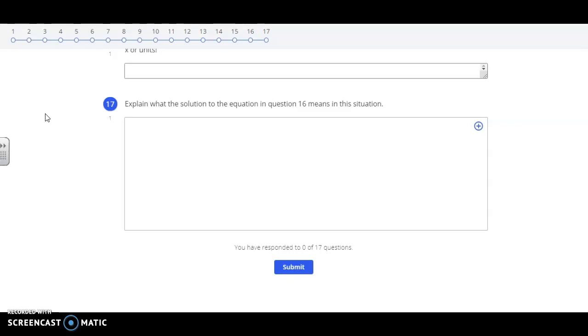And finally, number 17. Explain what the solution to the equation in question 16 means in this situation. So explain the value you got for x. Pause and solve.